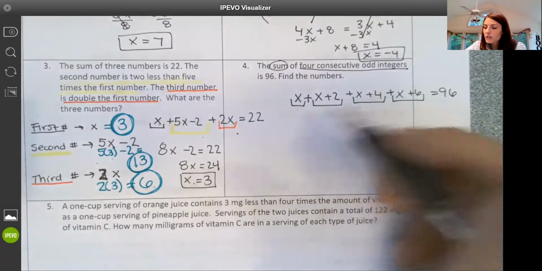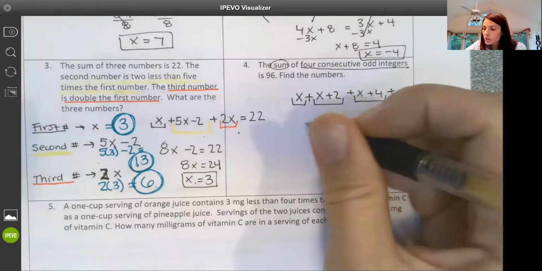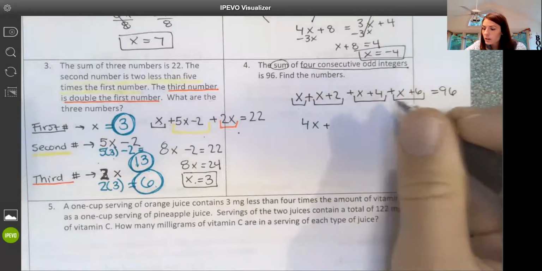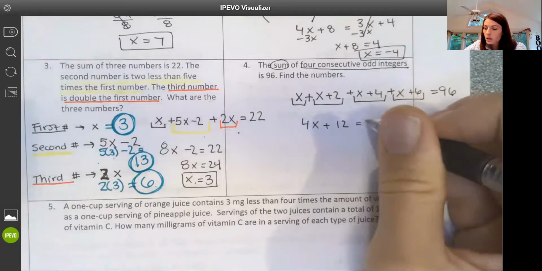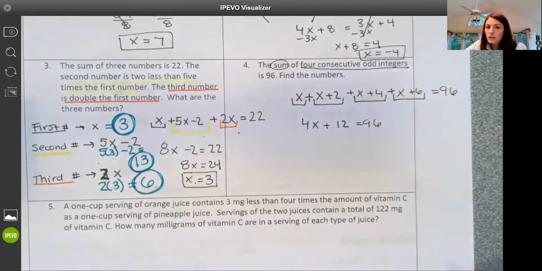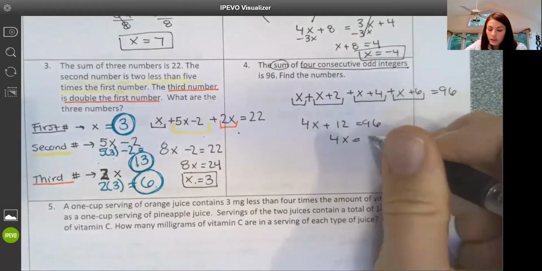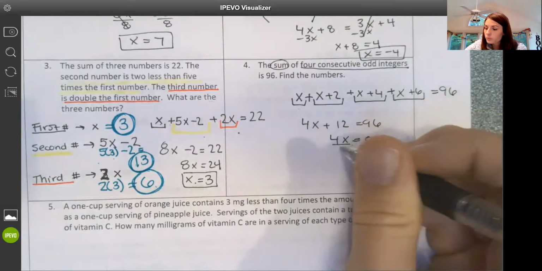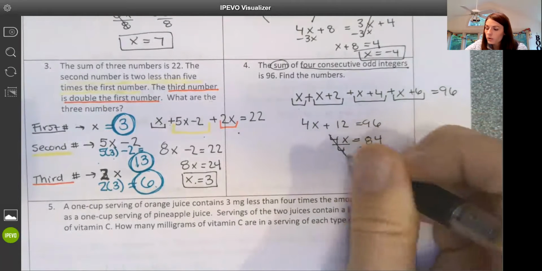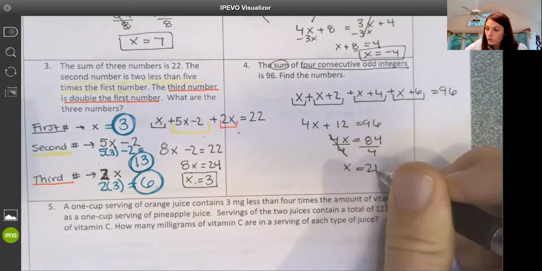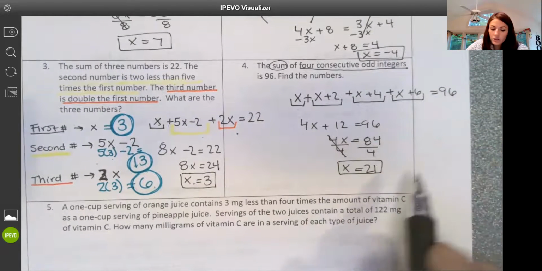Once I have this set up, I'm just combining like terms. So that gives me 4x plus 12 equals 96. Then I'm subtracting 12 from both sides, and I get 4x equals 84. And divide by 4, and x equals 21. Again, that's not my solution.